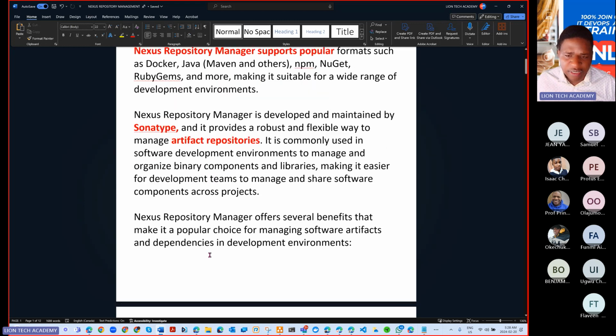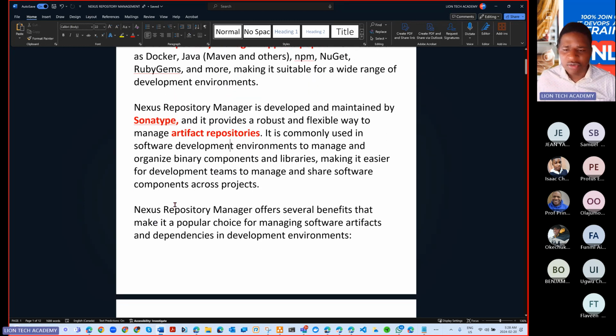Very important. So of course, Nexus Manager offers several benefits that make it popular for managing software artifacts and dependencies in development environments. Now, besides Nexus, what other artifact repository can fit in the shoes of Nexus? So of course we have JFrog. JFrog is the closest competitor, but Nexus remains open source and widely popular.